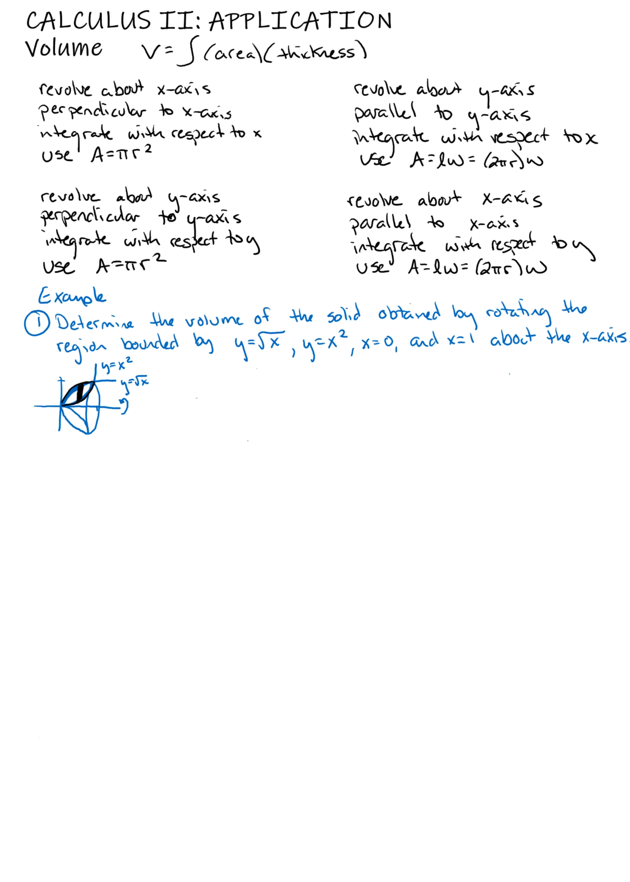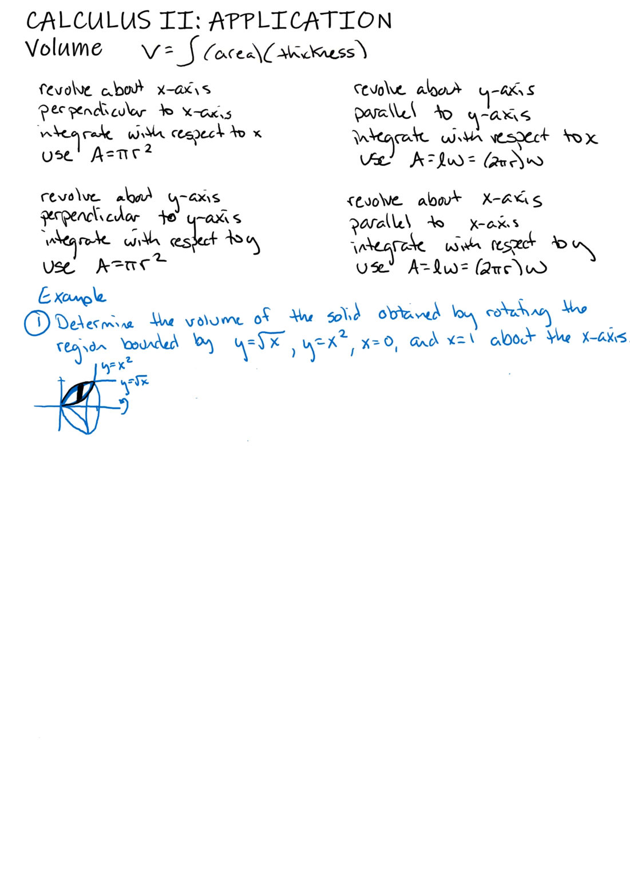I want to go over an example where we find the volume of a solid. So remember that volume is going to be the area times the thickness. So let's determine the volume of the solid obtained by rotating the region bounded by y equal to the square root of x, y equal to x squared, x equal to 0, and x equal to 1 about the x-axis.